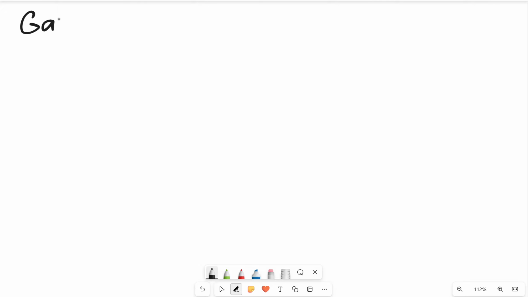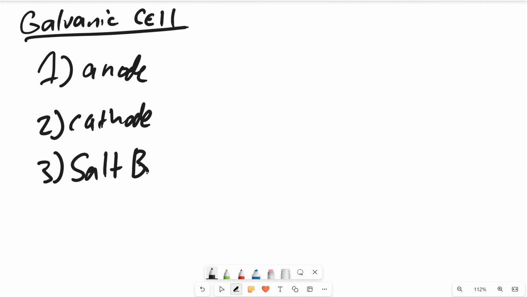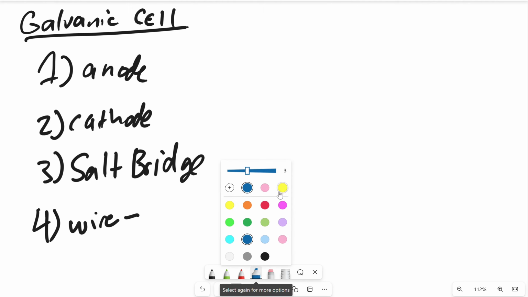So let's figure out how to draw a galvanic cell, because it does have a couple parts to it. There are actually 4 main components to it. So we have an anode. Oh, not 4. So it'd be weird to start with 4, wouldn't it? We have an anode. We have a cathode. We have a salt bridge. And then we have a wire or mesh or something that takes out electrons.